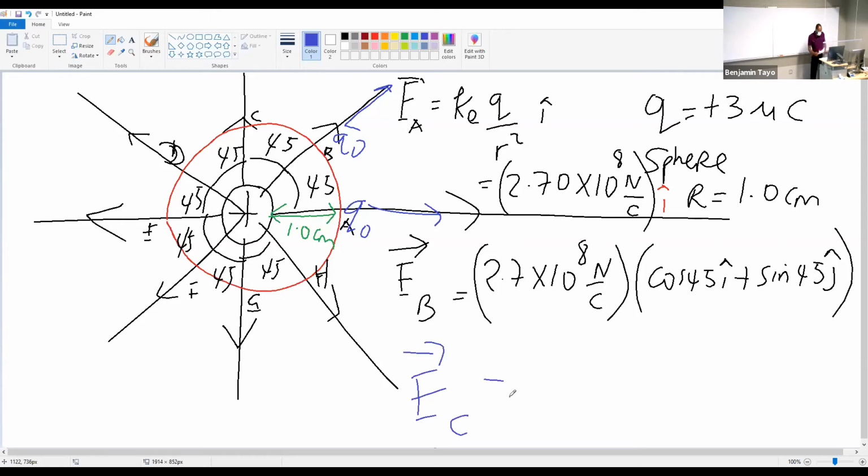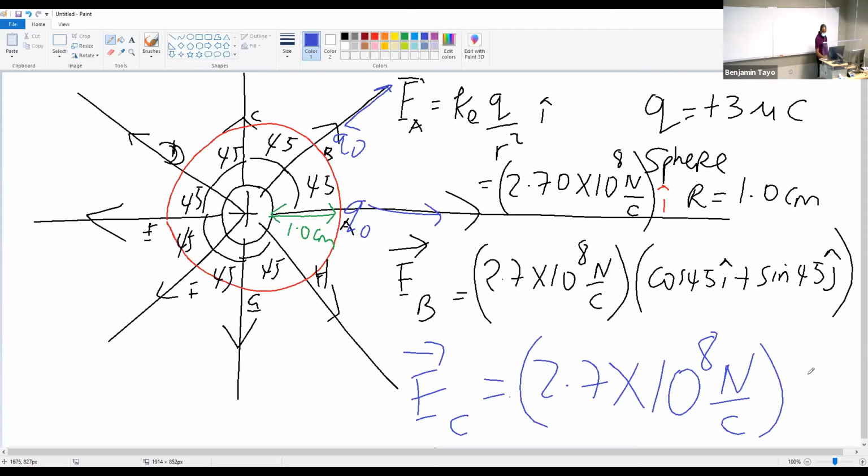Now let's calculate the electric field at point C. What's the difference? The direction; the magnitude remains the same. What is the direction in this case? It's in the j direction. So this is just going to be 2.7 times 10 to the power 8 newton per coulomb, j direction. And you can go ahead and continue to do pretty much the same thing.